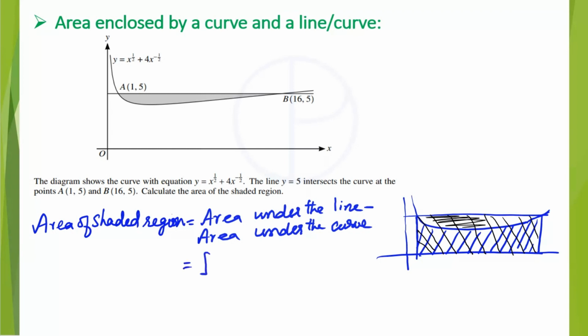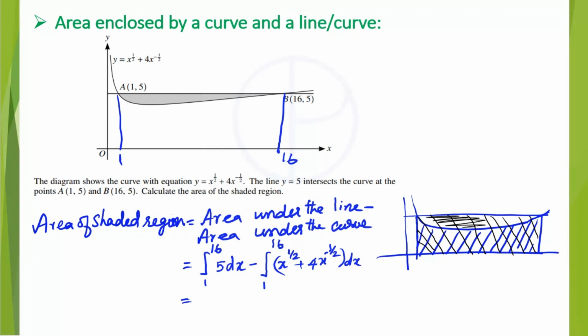So integral, and the limits are from here to here. Here it is 1. Here this is 16. So the limits are 1 to 16. Y is equal to 5, so 5 dx, minus area under the curve, which is integral 1 to 16 of x power 1 over 2 plus 4x power negative 1 over 2 dx.